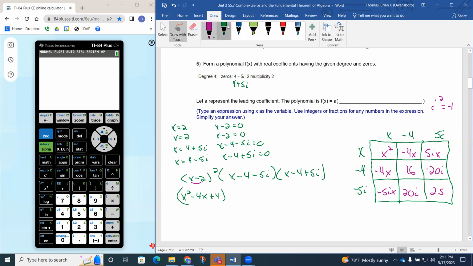So if we put this all together, what I'm seeing is the x squared comes into play. Then negative 4x and negative 4x make a negative 8x. The 5ix and the negative 5ix zero out. The negative 20i and the 20i zero out. So it leaves me 16 plus 25, which is 41.